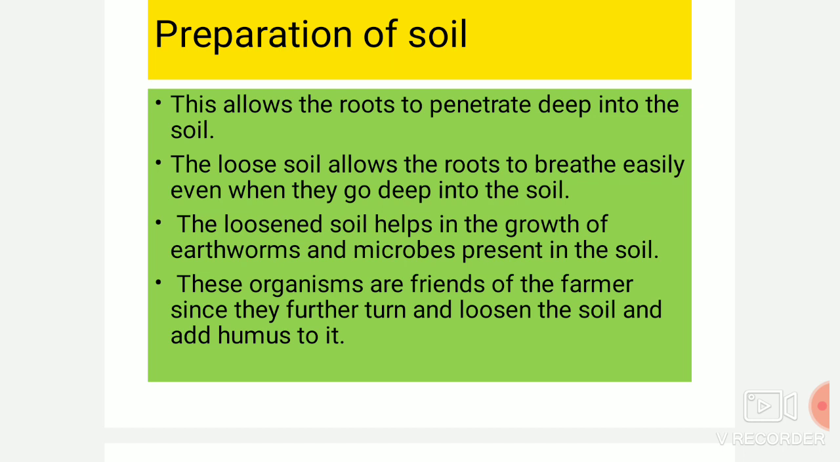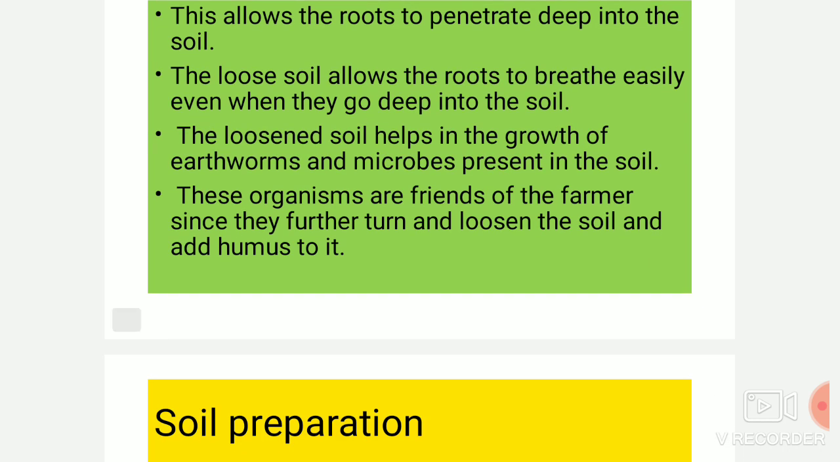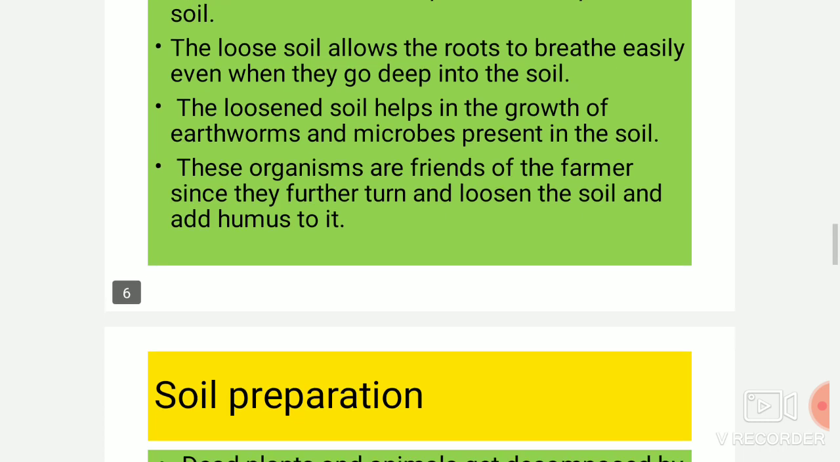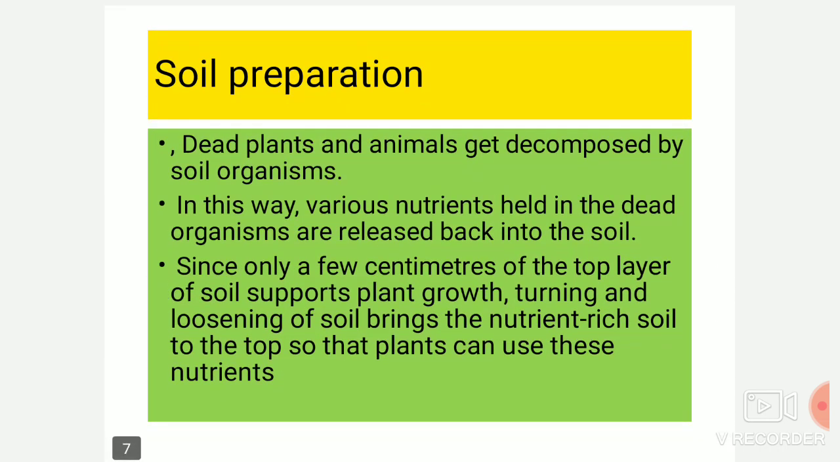The loose soil allows the roots to breathe easily even when they go deep into the soil. The loosened soil helps in the growth of earthworms and microbes present in the soil. These organisms are friends of the farmer since they further turn and loosen the soil and add humus to it. Dead plants and animals get decomposed in the soil. After that, the various nutrients held in the dead organisms are released back into the soil.